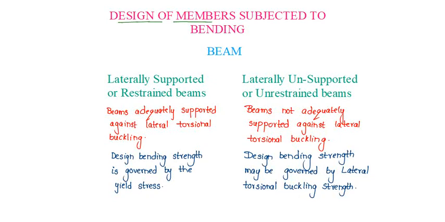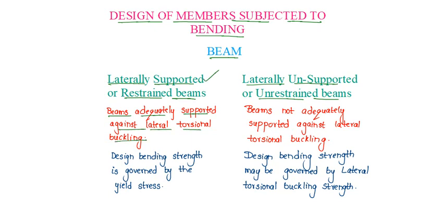Design of members subjected to bending, that is design of beams. Beams are basically of two types. One is laterally supported or restrained beams. The other is laterally unsupported or unrestrained beams. If beams are adequately supported against lateral torsional buckling, then they are called laterally supported beams. Whereas if the beams are not adequately supported against lateral torsional buckling, then they are called laterally unsupported beams.